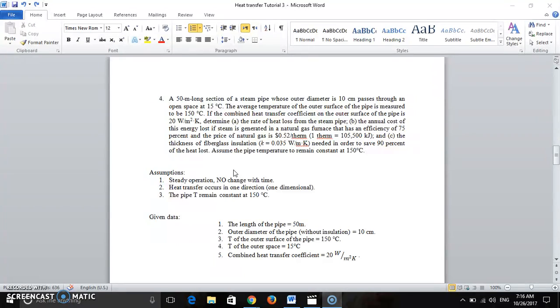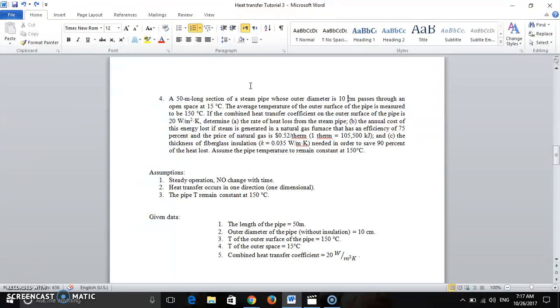For my second question, I will be solving question number 4 in the tutorial. Question 4 is about a cylindrical pipe. The length of the pipe is given to be 50 meter long, and it has a diameter of 10 centimeter. This pipe passes through open space at 15 degrees Celsius.